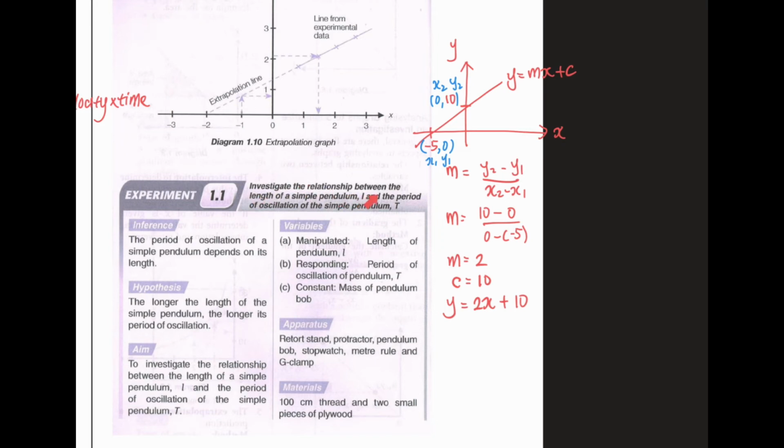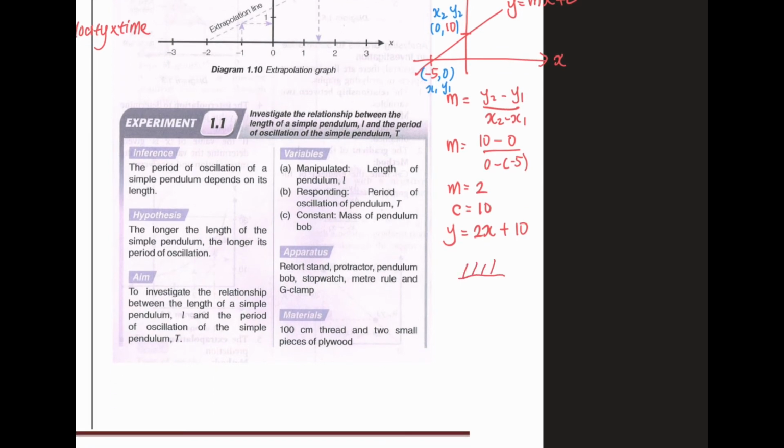Investigate the relationship between the length of a simple pendulum L and the period of oscillation of the simple pendulum T. So that means it is something like this. You have a pendulum with the bob at the bottom. A pendulum is basically a string with an object down here. Then you make this swing. When it swings, then you count the period.